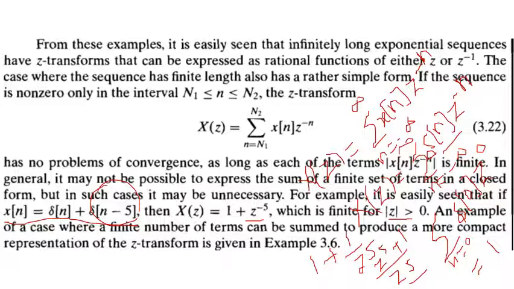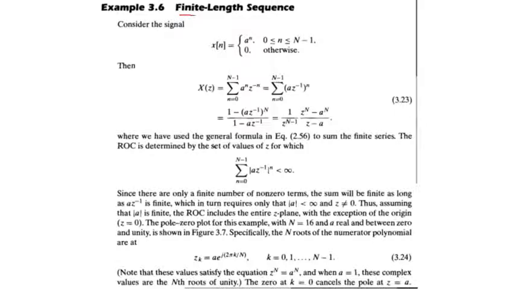This is an example of a case where a finite number of terms can be summed to produce a more compact representation of the Z transform. So let's move on to example 3.6, which is a finite-length sequence, and see how we can find its zeros and poles. The sequence has the form a raised to the power n within the interval from 0 to n minus 1. So it has no problem as long as a is finite. We don't have any problem in summing this signal.